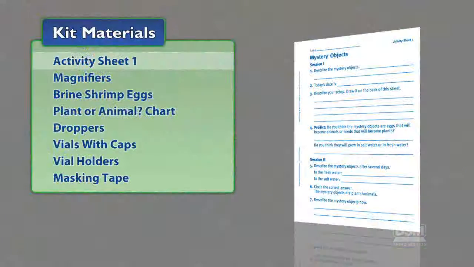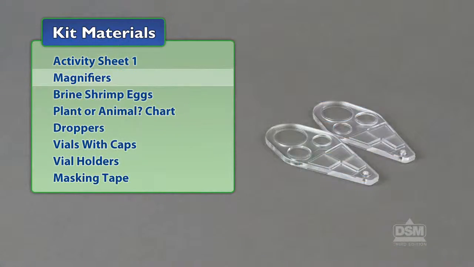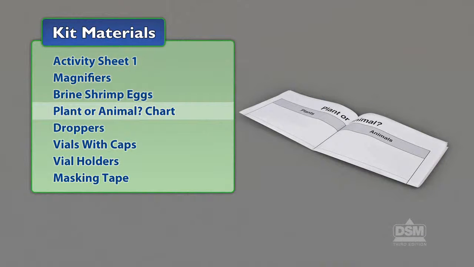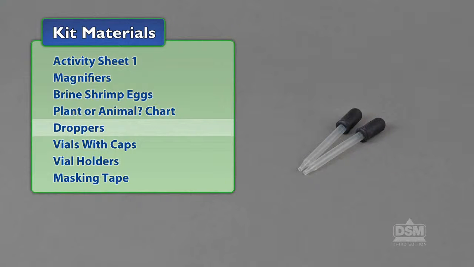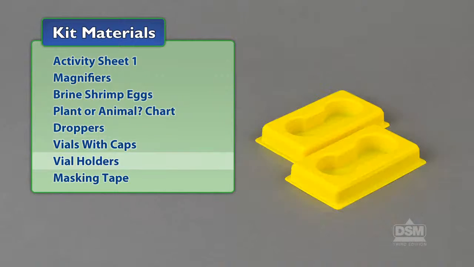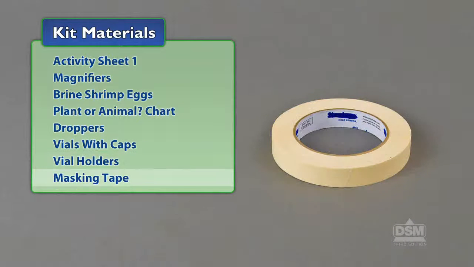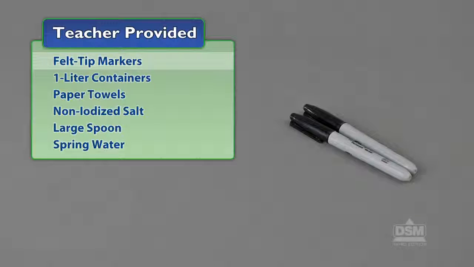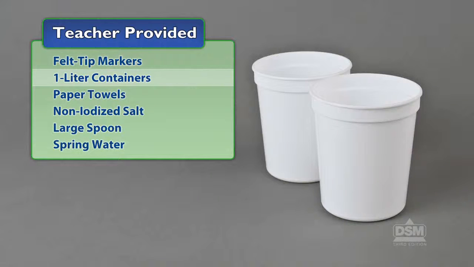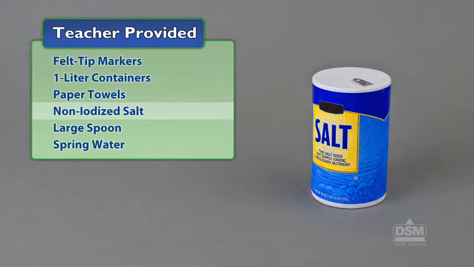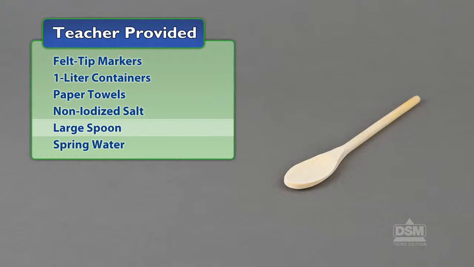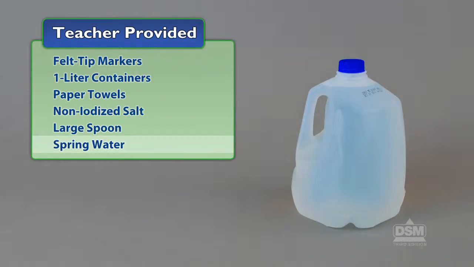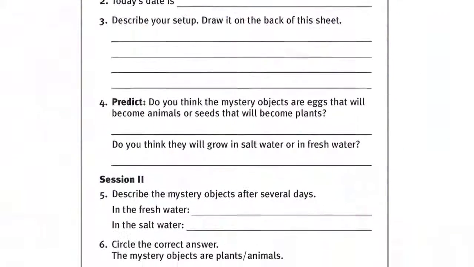You will need the following materials from the kit. Activity Sheet 1, magnifiers, brine shrimp eggs, plant or animal chart, droppers, vials with caps, vial holders, and masking tape. You will also need to provide felt tip markers, 1-liter containers, paper towels, non-iodized salt, a large spoon, and spring water. To prepare for Session 1, make a copy of Activity Sheet 1 for each student.